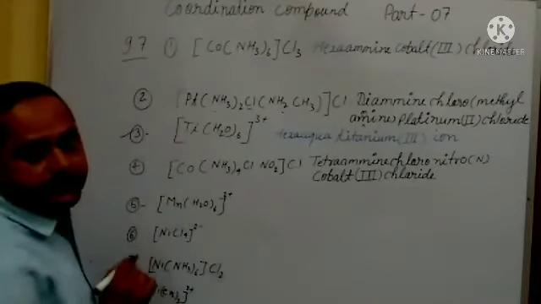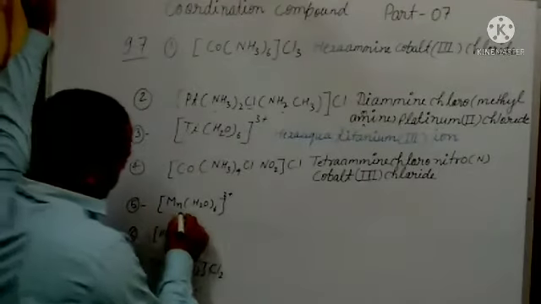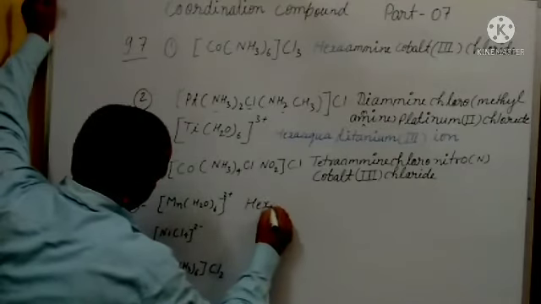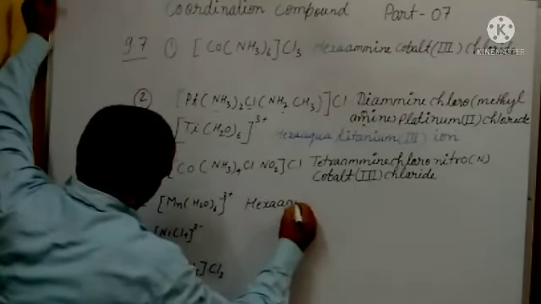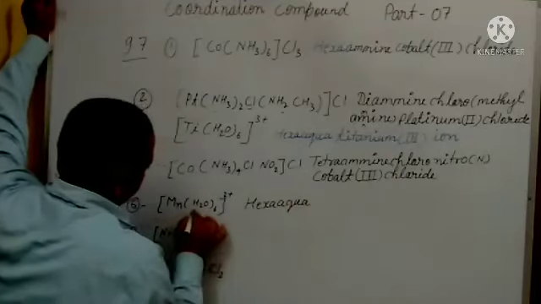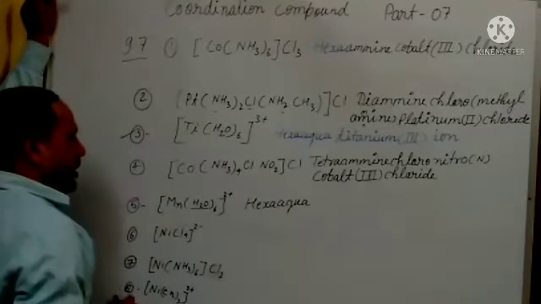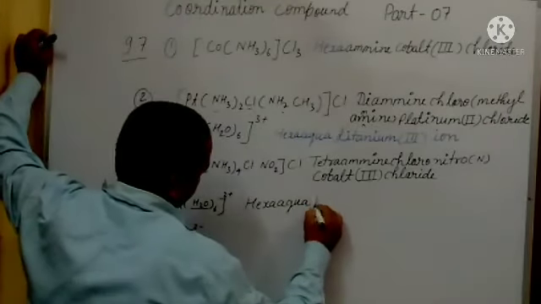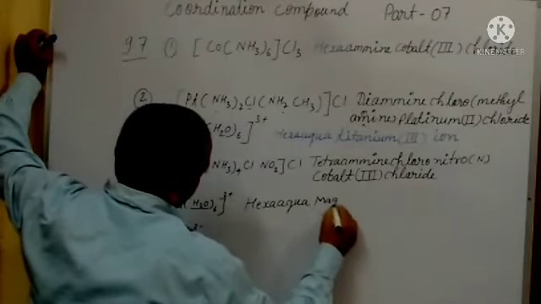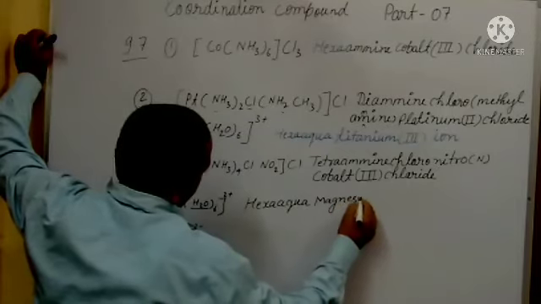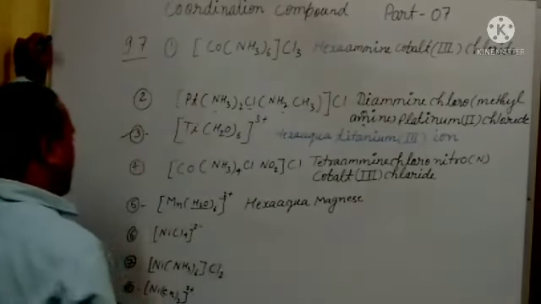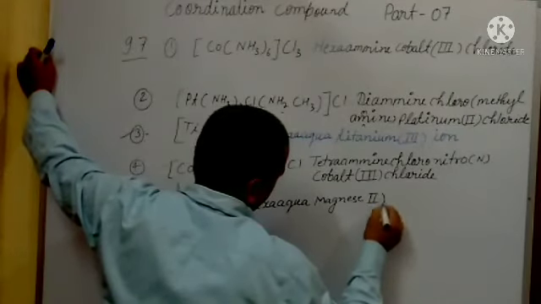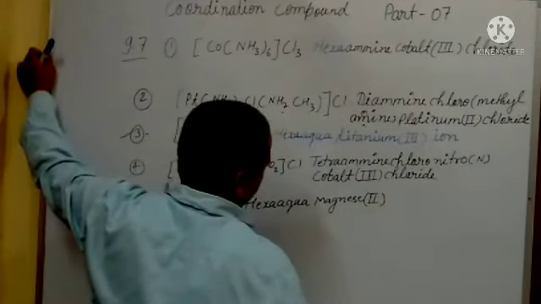Next is here. Let us see the next one. That is 6, so we will write hexa, and aqua for this. Hexaaqua. Then the metal, manganese. Manganese, oxidation state II. Manganese(II).